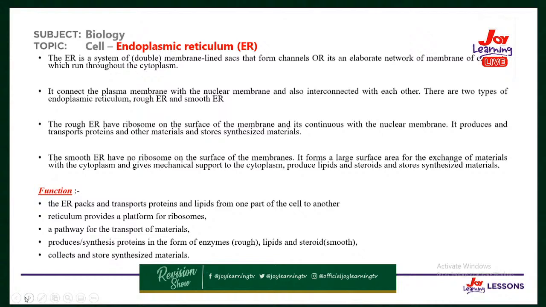Then they collect and store synthesized material. They also make lipids. Now this lipid and steroid stuff is done by the smooth endoplasmic reticulum. Usually the rough doesn't do these ones, but the smooth does these things. They also make substances that will detoxify certain drugs or alcohol that we take into our cells.